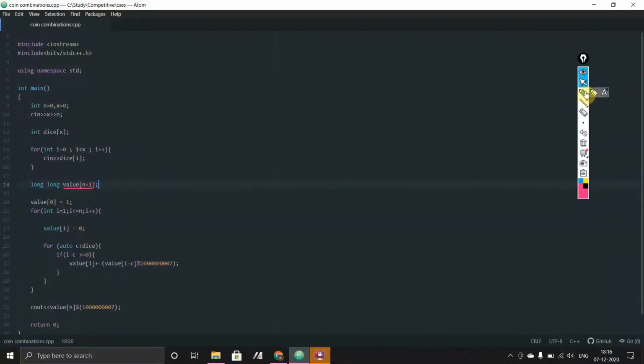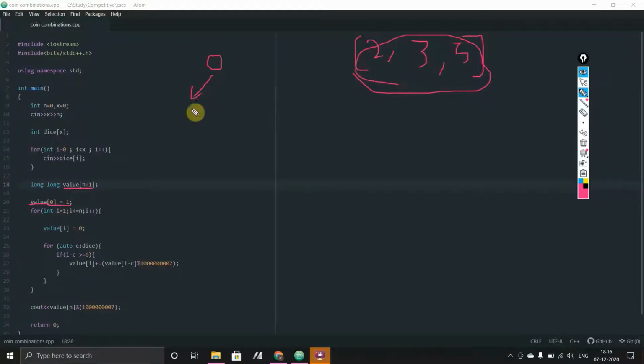Okay, I hope this makes sense. And again, here this is the base case of our recursion. Value of 0 is 1. Now think of it like this. You are given 0 and you are asked the number of ways in which you can create 0 using 2, 3, 5. There is one way, that is, you should not take anything. You should not take any value from this, and that will produce a 0. So that is one way. Okay, I hope this makes sense.